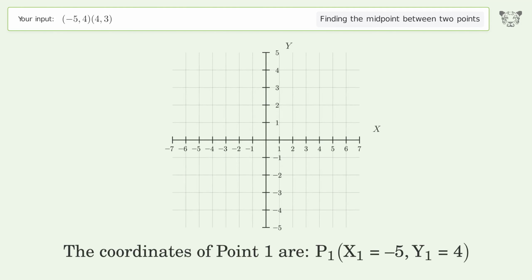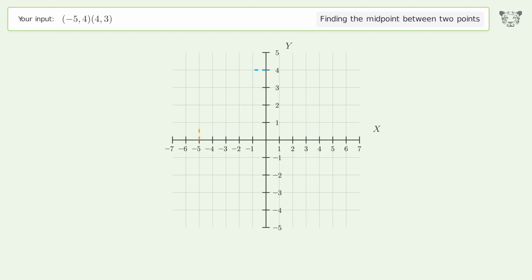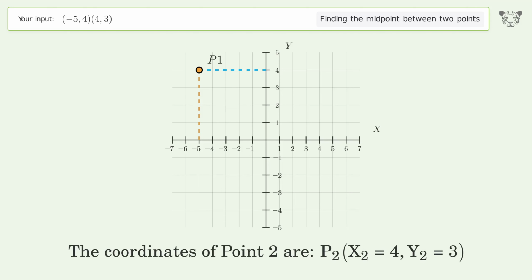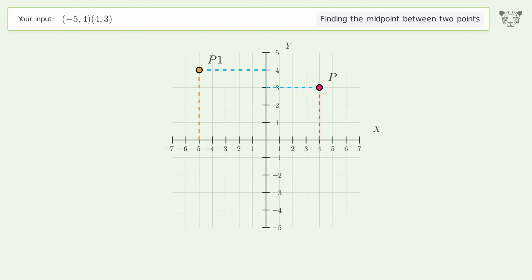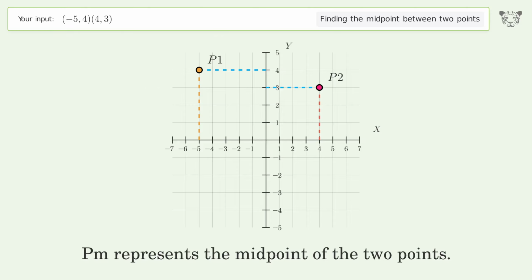The coordinates of point 1 are x1 equals negative 5, y1 equals 4. The coordinates of point 2 are x2 equals 4, y2 equals 3. PM represents the midpoint of the 2 points.